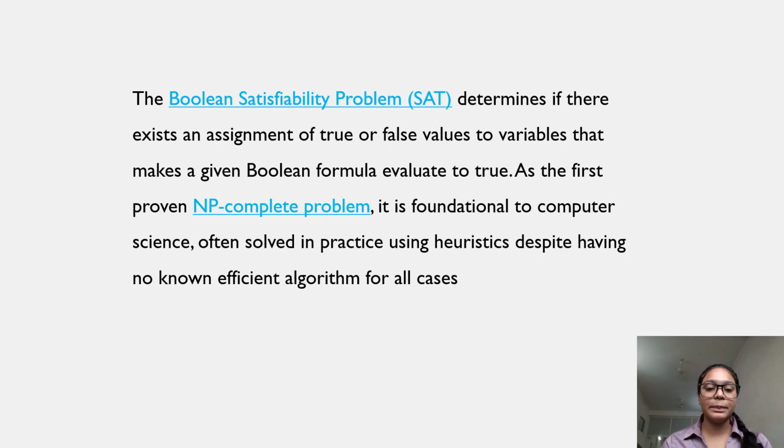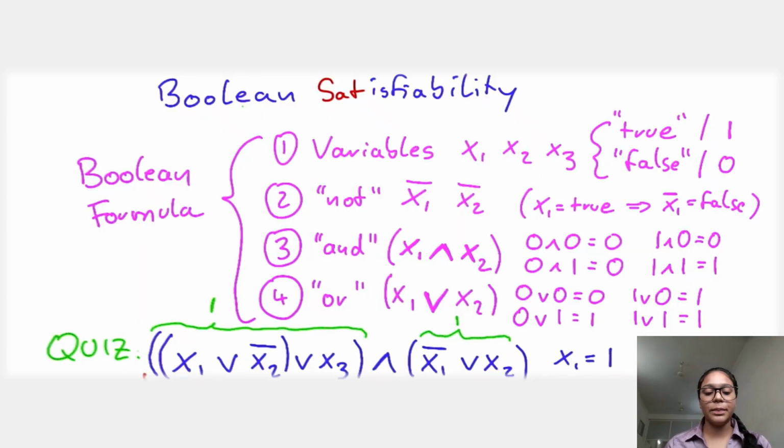As the first proven NP-complete problem, it is the foundation of computer science, often solved in practice using heuristics despite having no known efficient algorithms for all cases. SAT is one of the most famous and most studied problems in theoretical computer science and is the basis for many math results. The input for the SAT problem is a so-called Boolean formula.